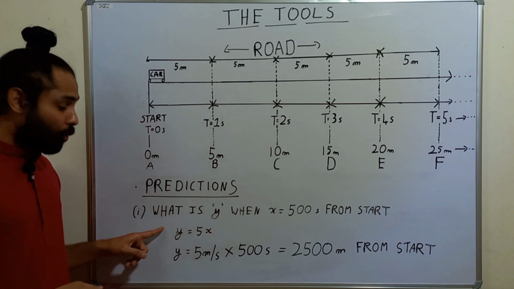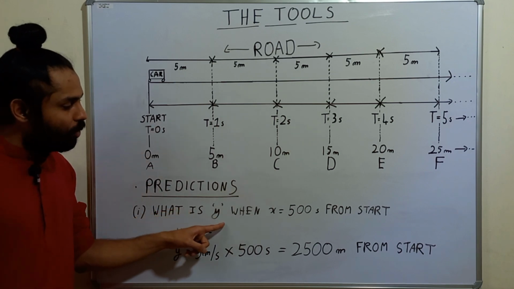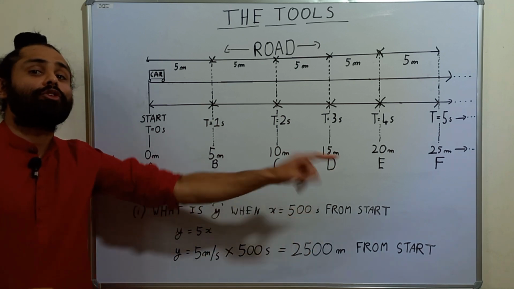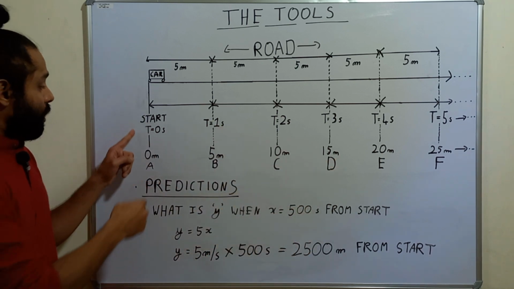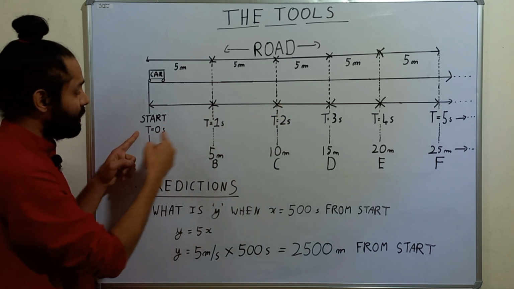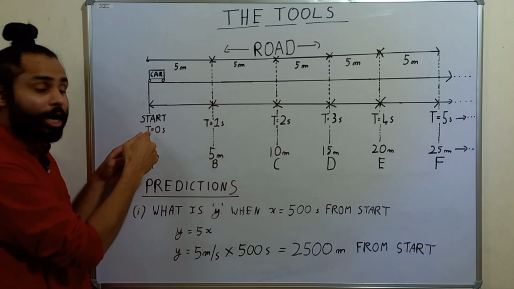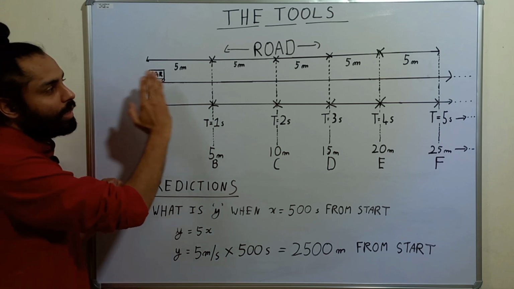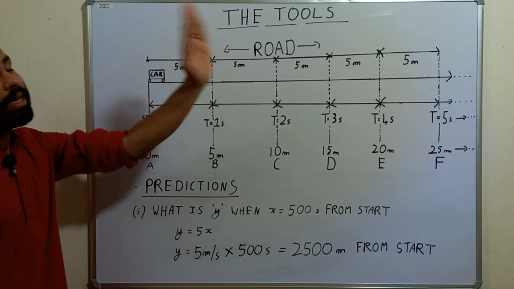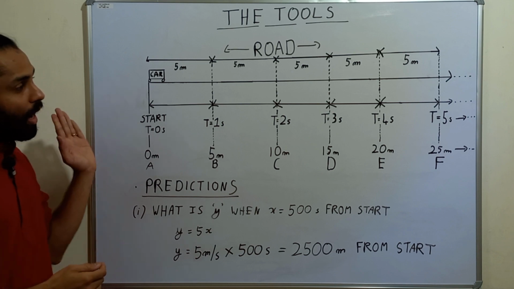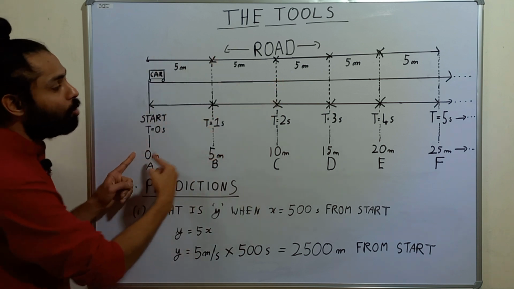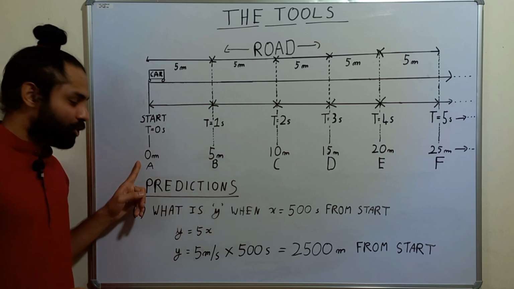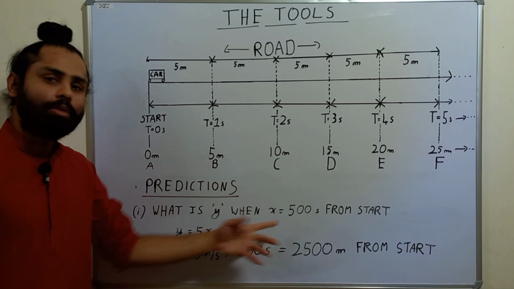So you can answer a question like this: what will be y when x is equal to 500 seconds from the start? Which means after 500 seconds have elapsed from our start point, which was t equal to 0 seconds, when the car was at the start position, car keeps going, and 500 seconds have elapsed now. After 500 seconds, how far is the car away from the start position? What is y when x is equal to 500?